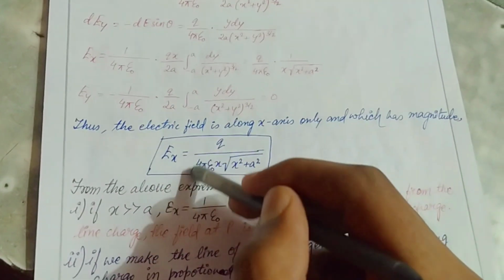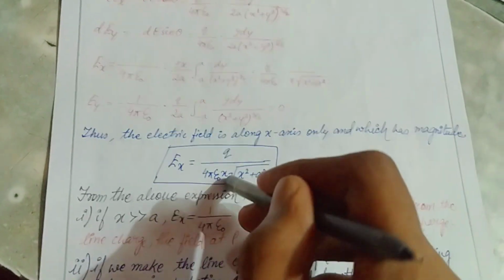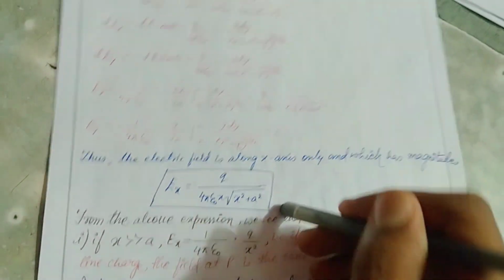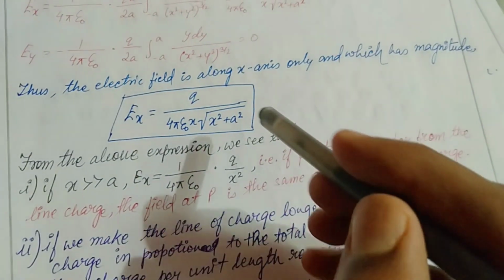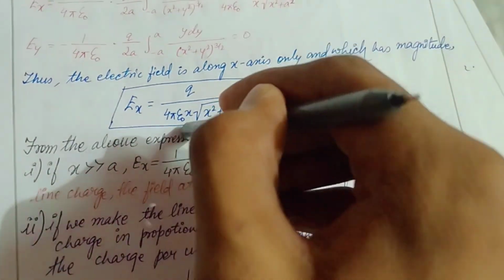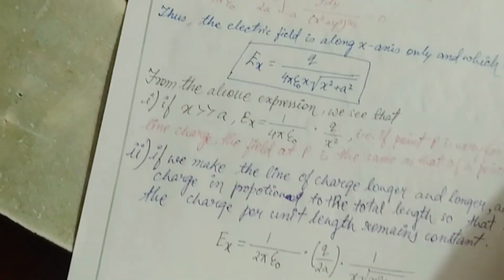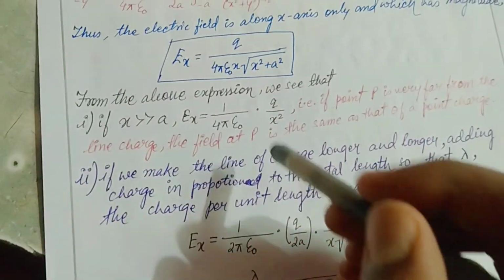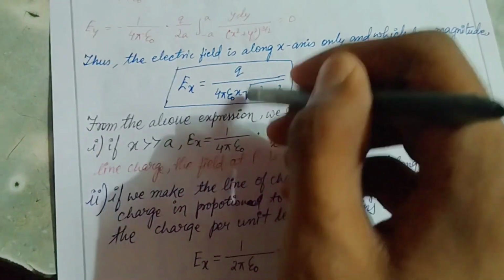q by 4 pi epsilon naught, which we can also write as q by k x root over x square plus a square. That means that this is r, small r. All right, getting me? So here Ex is equal to q by 4 pi epsilon naught x root over x square plus a square.